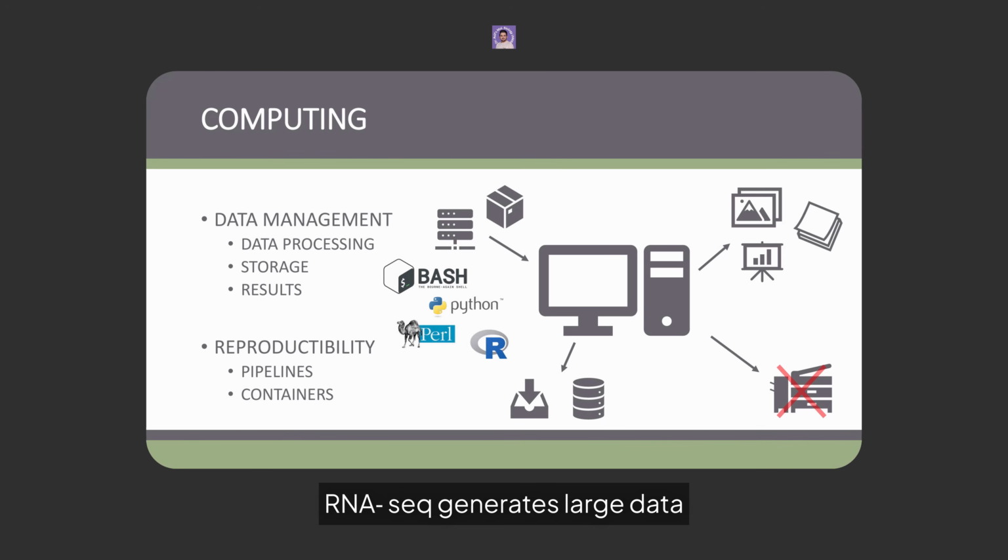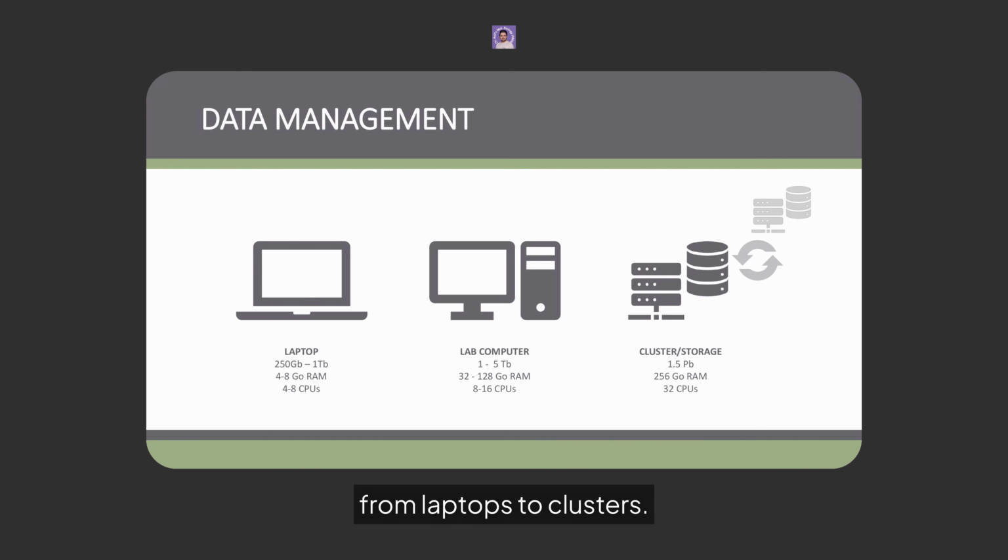RNA-seq generates large data volumes, so computing is critical. We manage processing, storage, and results using scripting languages such as Bash, Python, Perl, and R. Pipelines and containers ensure reproducible and shareable analyses. Data management spans from laptops to clusters. Small tests may run locally, but production RNA-seq typically requires lab workstations and centralized storage or compute clusters, which provide higher memory, CPUs, and secure backups.